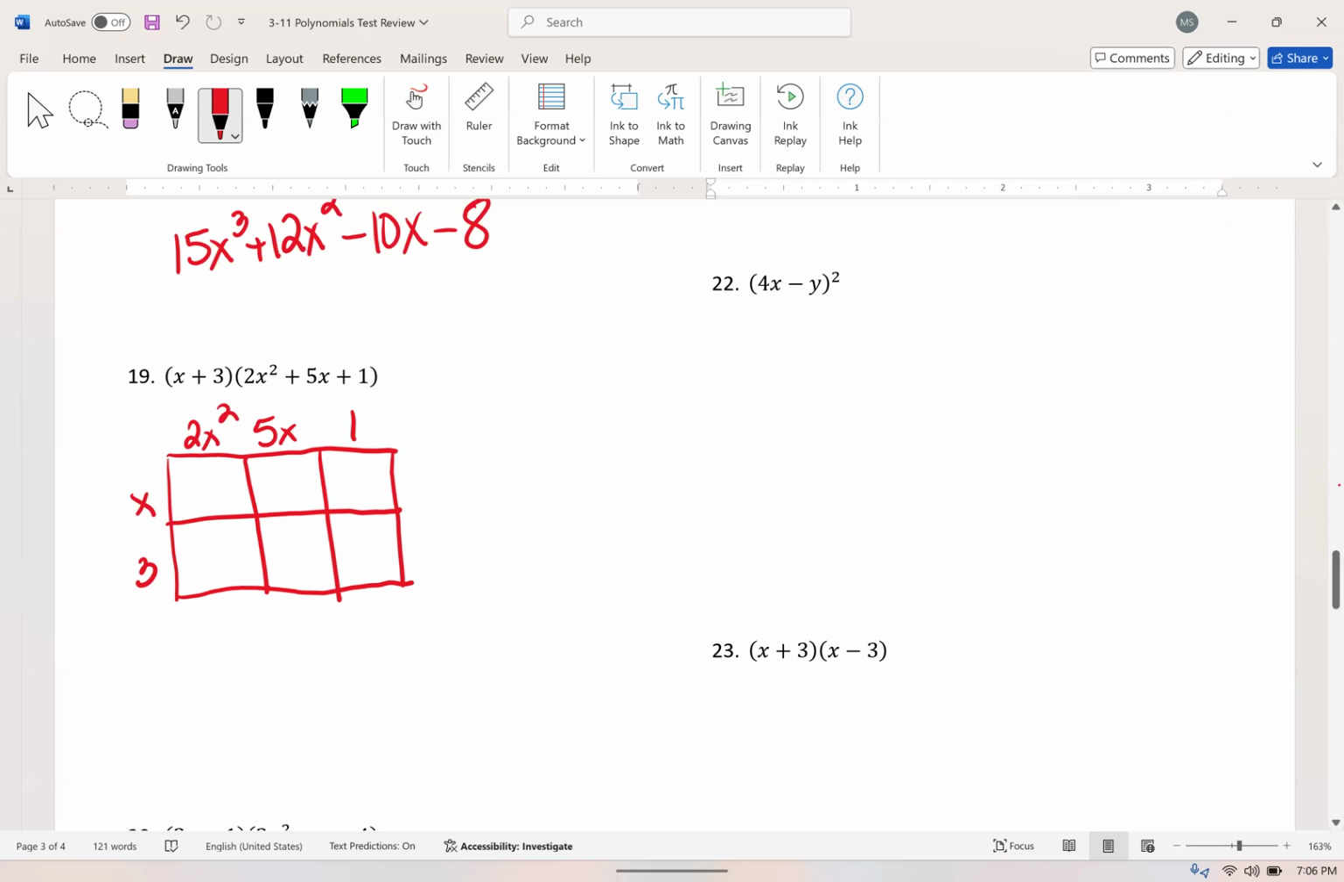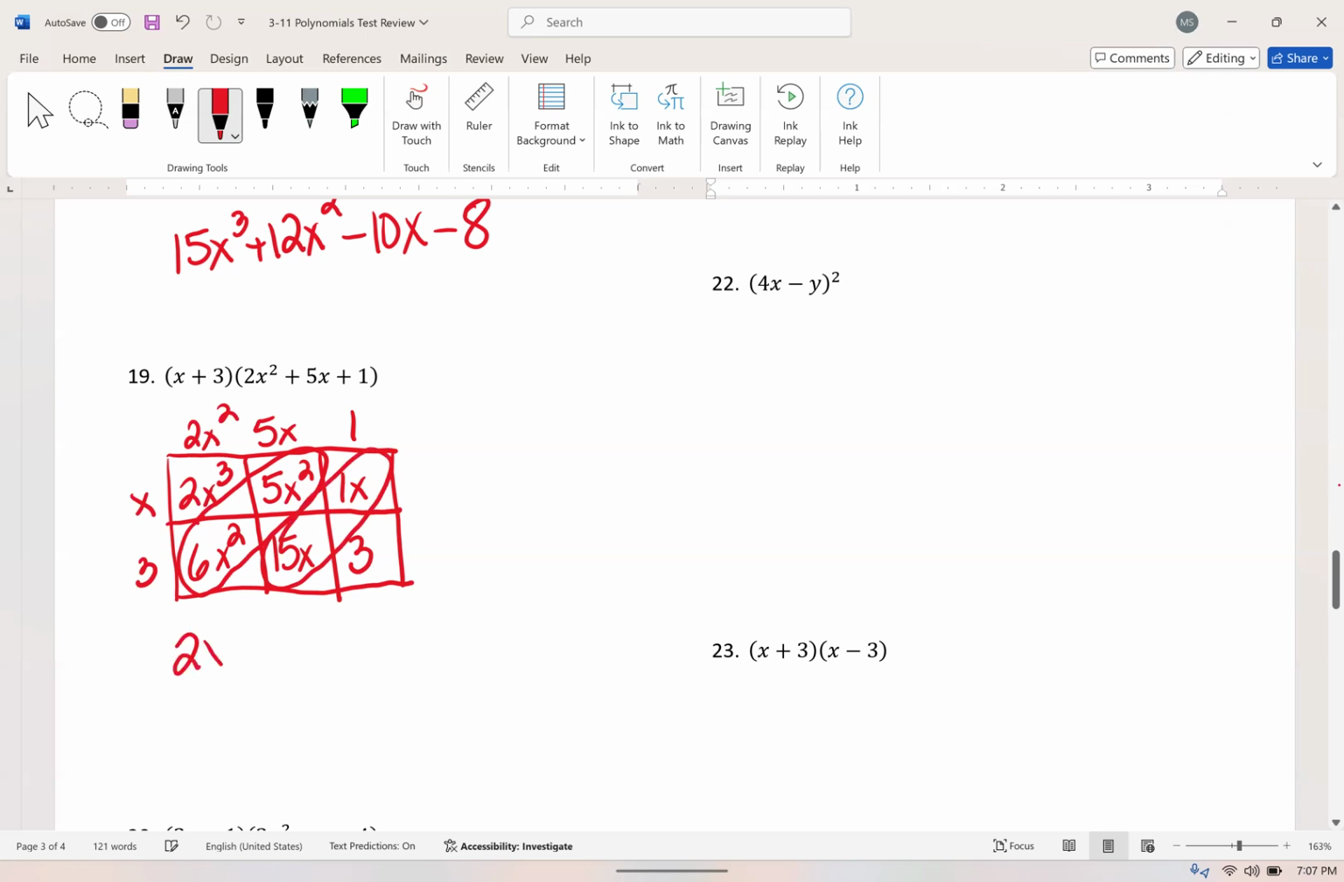So x times 2x squared is 2x to the third. X times 5x is 5x squared. X times 1, I'm going to write it as 1x just in case I need to combine things. 3 times 2x squared is 6x squared. 3 times 5x is 15x. 3 times 1 is 3. So you can see we have like terms on this diagonal, but we also have like terms on this diagonal.